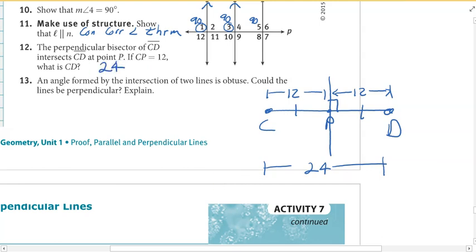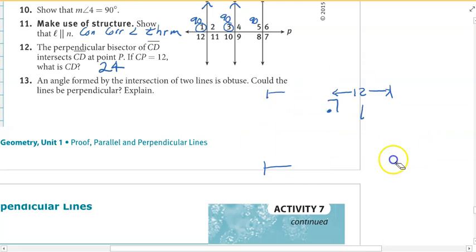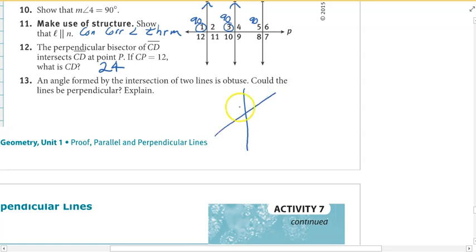All right. Number 13, an angle formed by the intersection of two lines is obtuse. So here's an obtuse angle. Could the lines be perpendicular? Explain. Definitely not, because if they were perpendicular, all of the angles at the intersection would be 90 degrees. You can't have an obtuse and an acute angle here and then have the lines be perpendicular. To be perpendicular, all of them have to be 90 degrees. So definitely no.